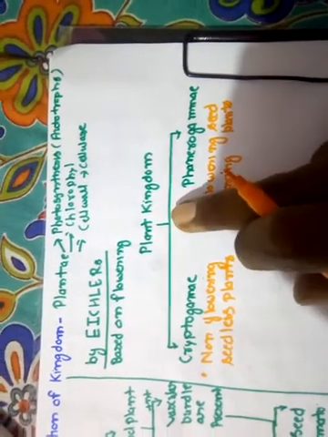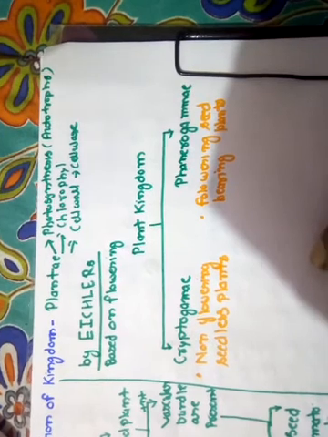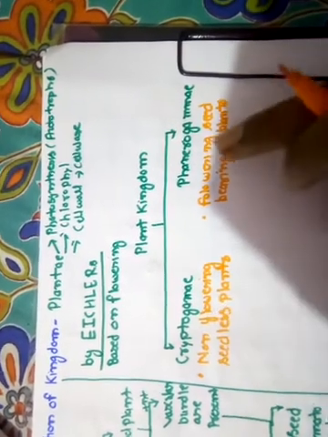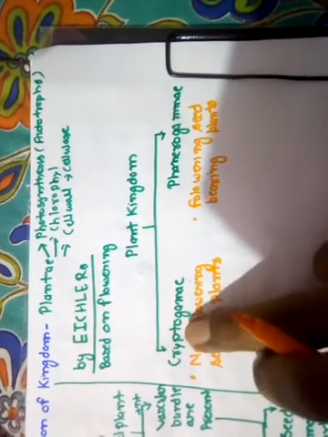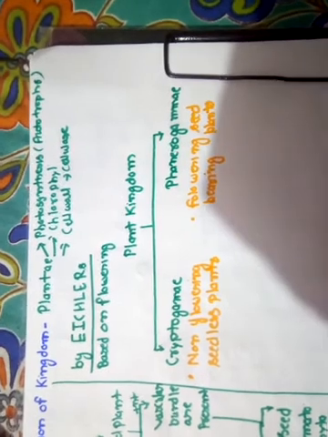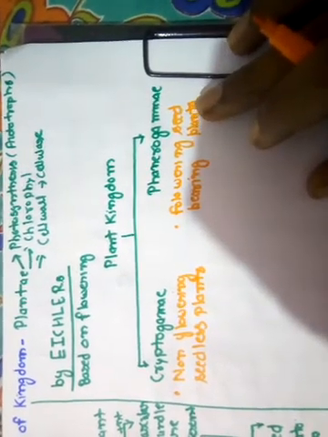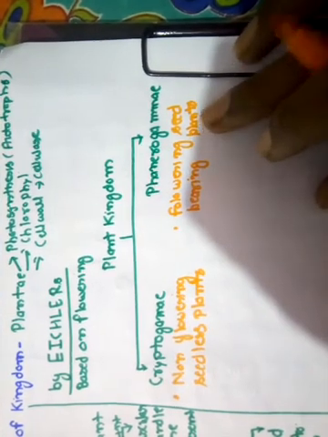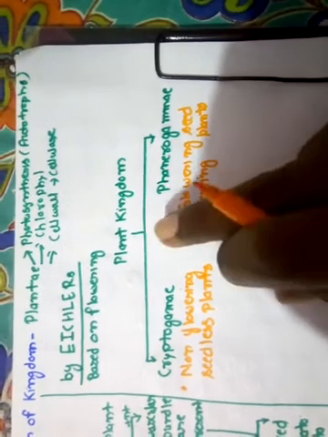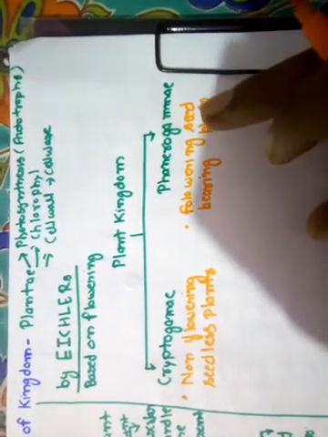So the plant kingdom according to Eichler, depending upon the flowering, is divided into two groups, or you can say two sub-kingdoms. The first is cryptogams and the second is phanerogams. The cryptogams include non-flowering plants that are seedless, because there is no flower, so there is no seed. And the phanerogams include those plants that are flowering plants, and because they have the flower, they have the seeds also. So the kingdom Plantae is divided into two sub-kingdoms, cryptogam and phanerogam.